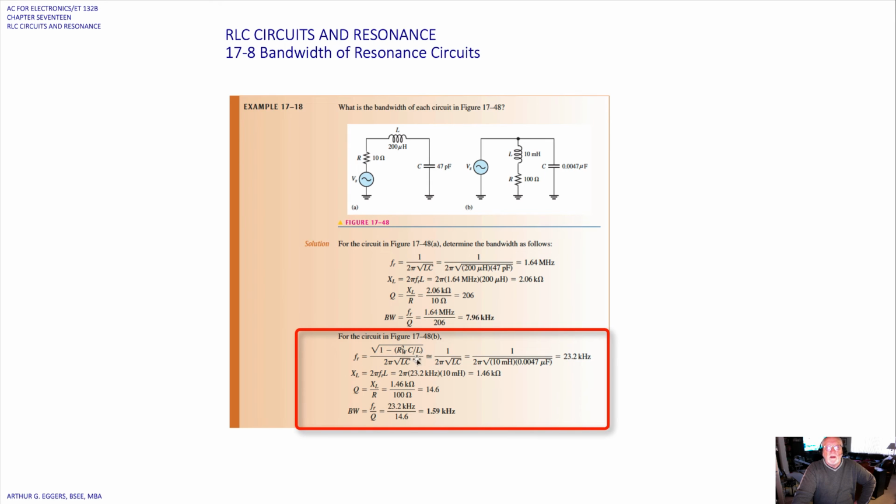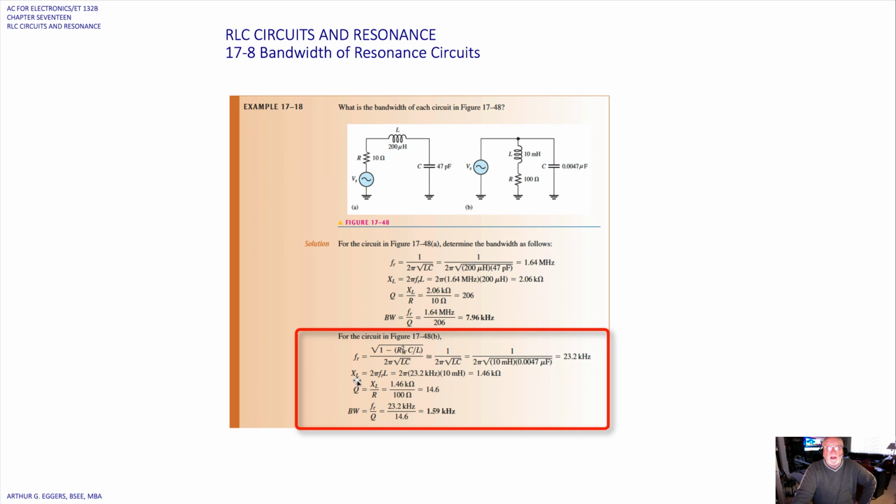For B, a little more difficult. We're going to use the full non-ideal relationship here because we have a winding resistance. Although it's not marked RW, we have a winding resistance. So we calculate using the full relationship, using the 1 over 2 pi square root of LC. In this case, they've let the value of the winding resistance be so small that we could approximate it by this ideal relationship. So we have 23.2 kHz.